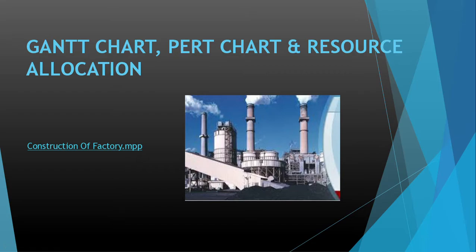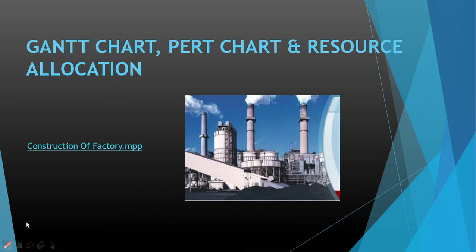Now let us see Gantt chart, PERT chart and resource allocation. Think about how challenging it would be to juggle a dozen balls at once. You would have to keep your eye on all of them and know when to catch each one. If you miss just one, this could spoil your whole performance.